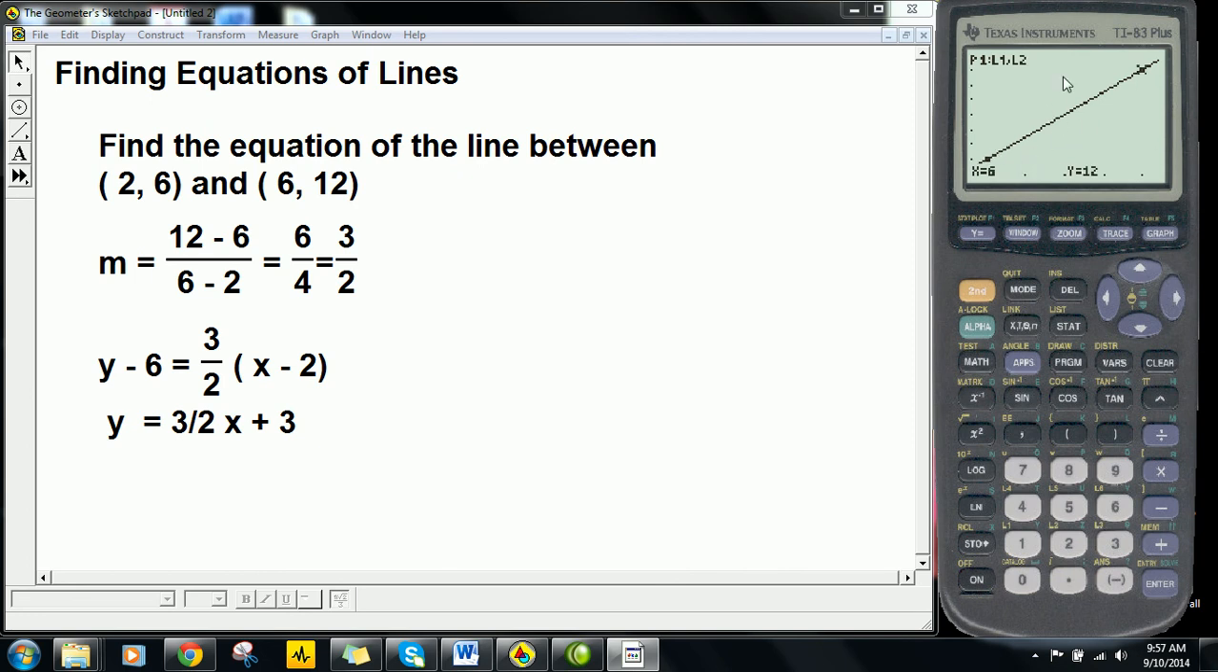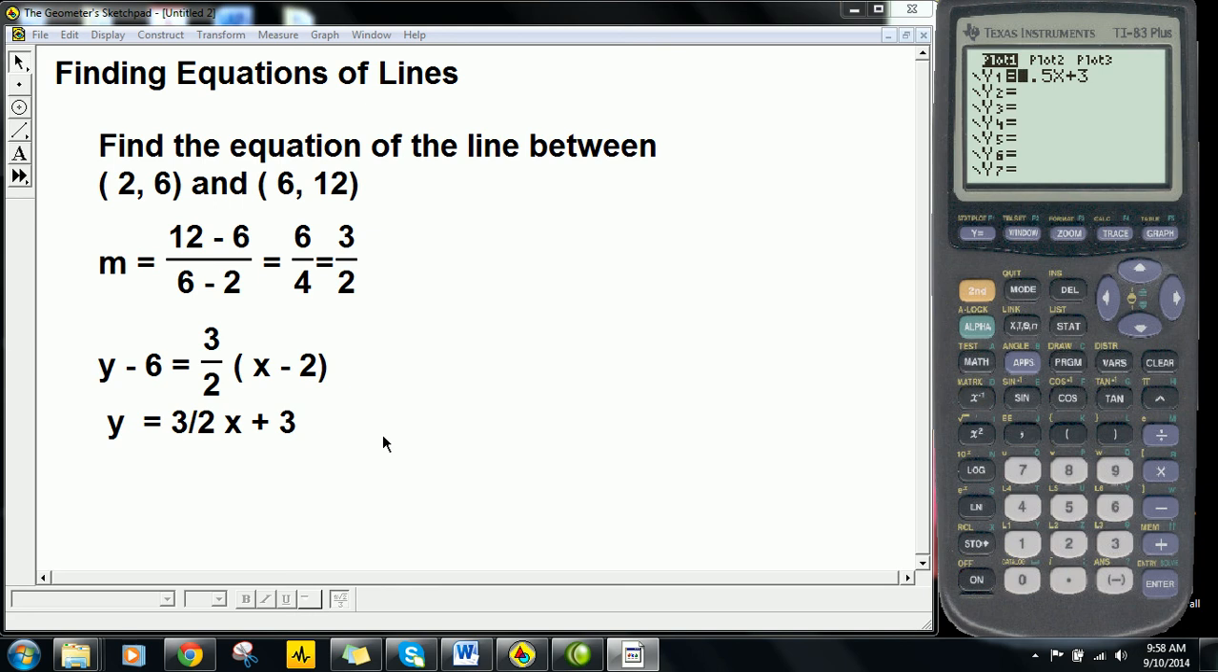Remember, a line is determined by two points. Two points determine one line. I found the equation of that one line through those two points. One line through two points. And the equation of the line is 3/2 x plus 3, or 1.5 x plus 3.